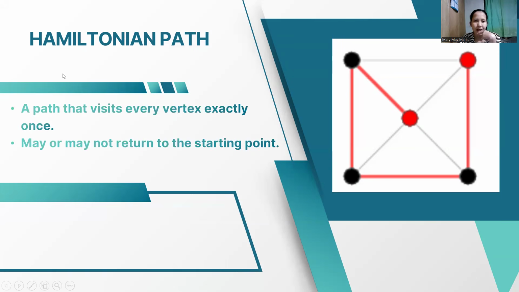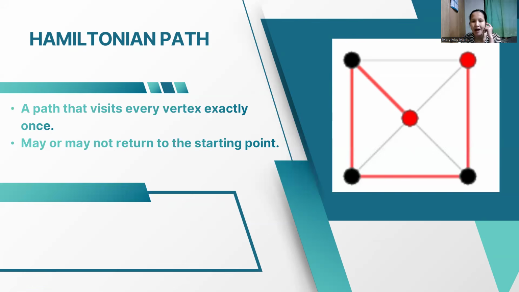When we say Hamiltonian path, a Hamiltonian path is a path that visits every vertex exactly once. It may or may not return to the starting point. It is similar to the Euler circuit, but its only difference is that in Euler, your goal is to travel the edges exactly once. But in Hamiltonian path, your goal is to visit the vertex exactly once. You can go back and forth on an edge, but the vertex you must visit only once.